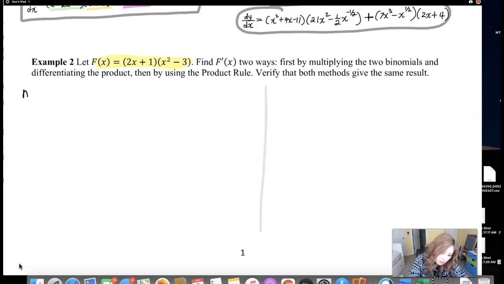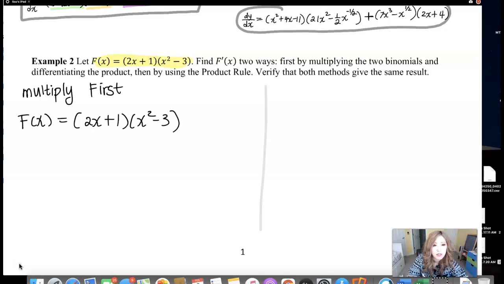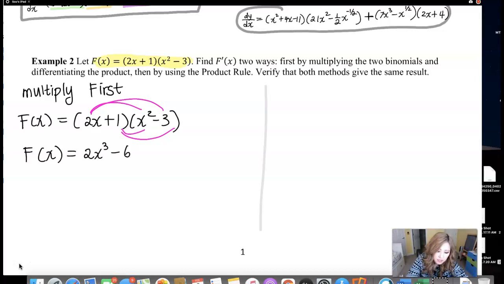Method 1, multiply first. I'll go ahead and do that. So a big f of x is equal to 2x plus 1. Let us FOIL this. Let's multiply this out. What we are doing is we're just simply FOILing. We're not taking the derivative yet, so don't put the prime notation just yet. So that will be 2x to the 3rd power minus 6x plus x squared minus 3.